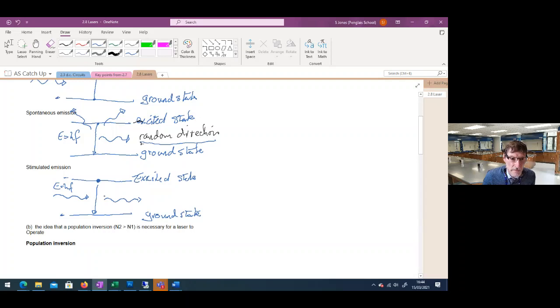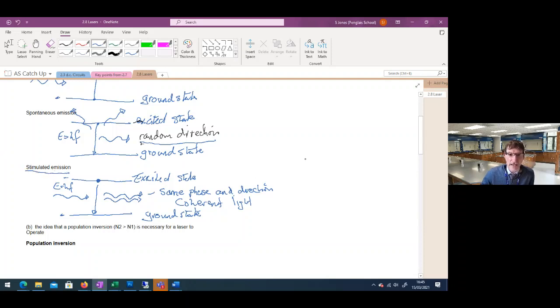But because it's been stimulated, it will be emitted in exactly the same direction. So what we have here is the same phase and direction. And we call that, as you probably already know, coherence. So what we have now is coherent light. They have the same phase, the same direction, the same frequency. Everything about these two is identical. And that's what we're looking for with lasers all the time.